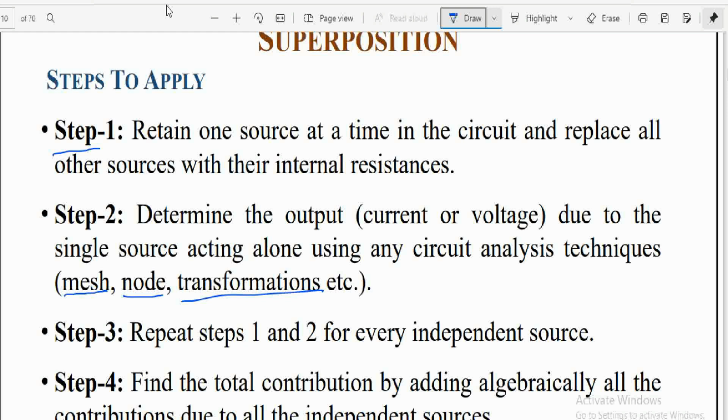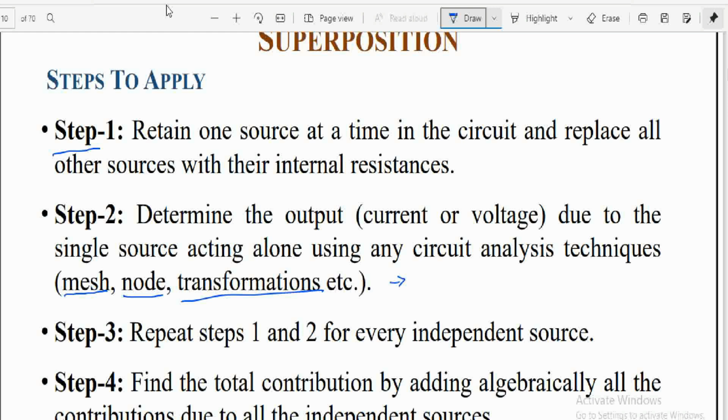For mesh and node, you need to know KVL and KCL. So the theorems always depend on your mesh and nodal analysis and some basics only. And repeat. After finding the response due to the first source, repeat step 1. Again go with the second source. Again go with the third source. So it is repeated for the n number of sources you have.